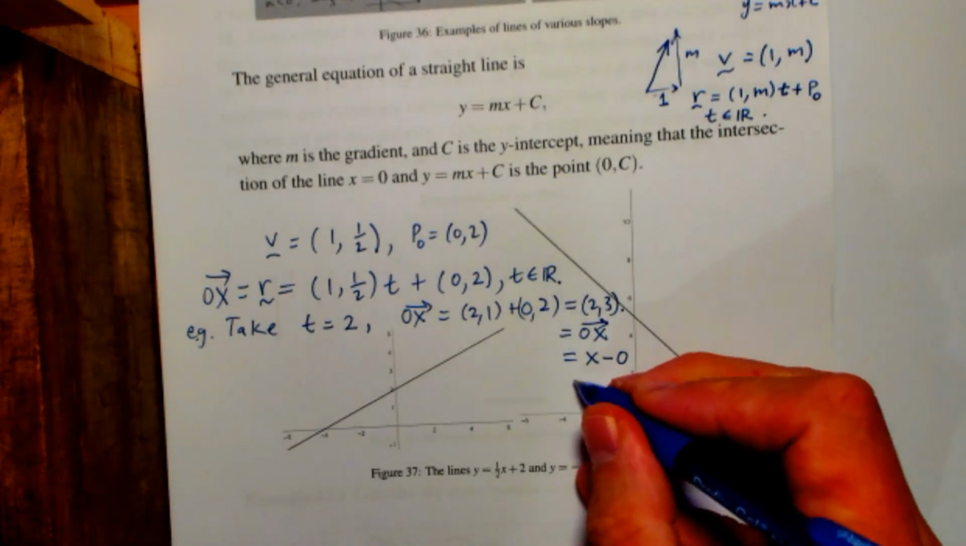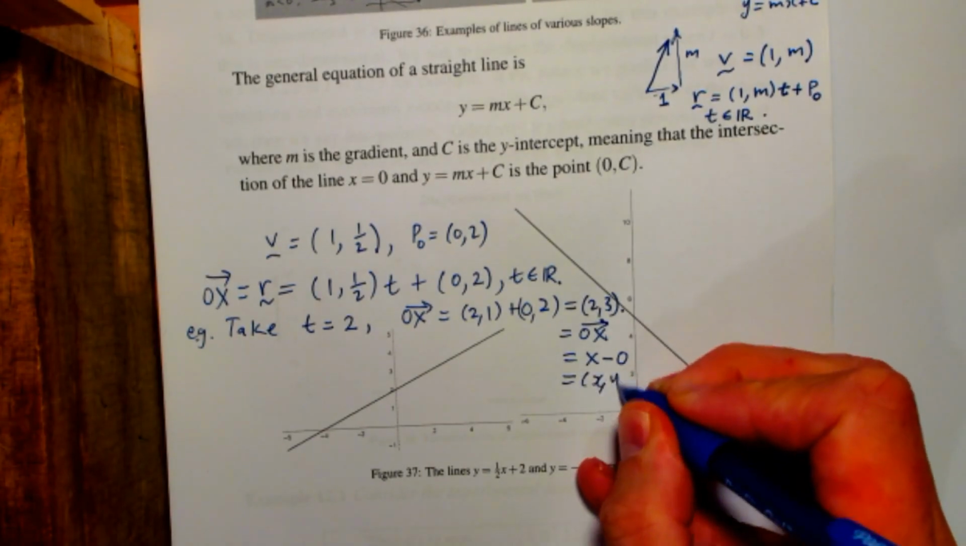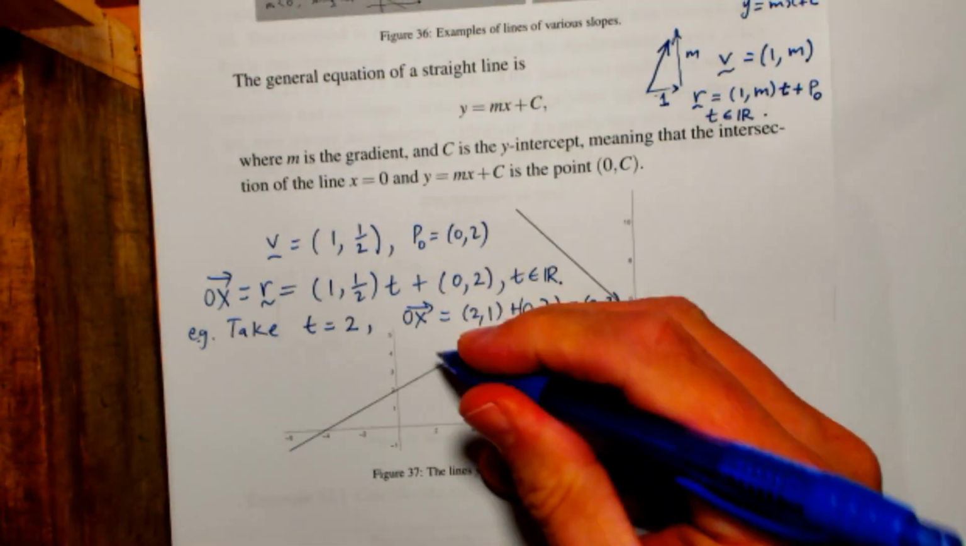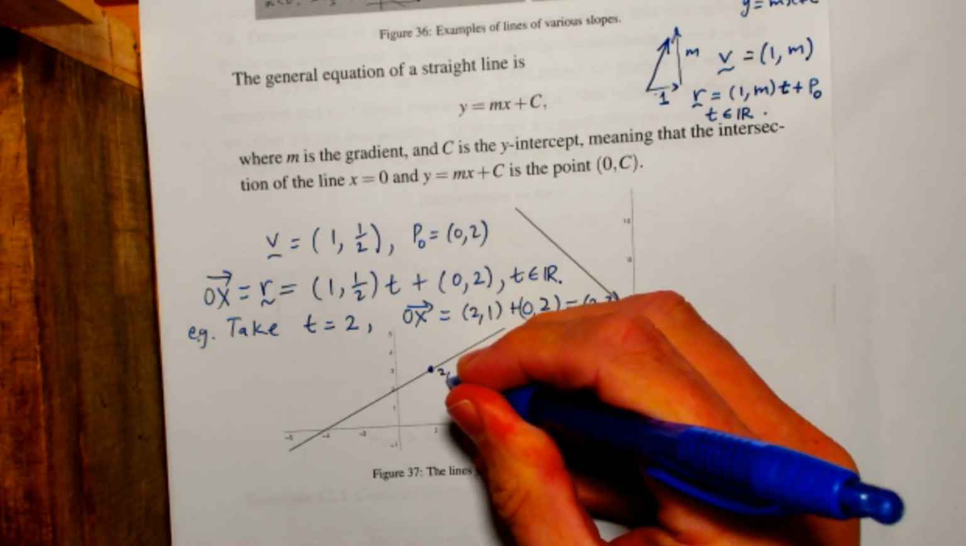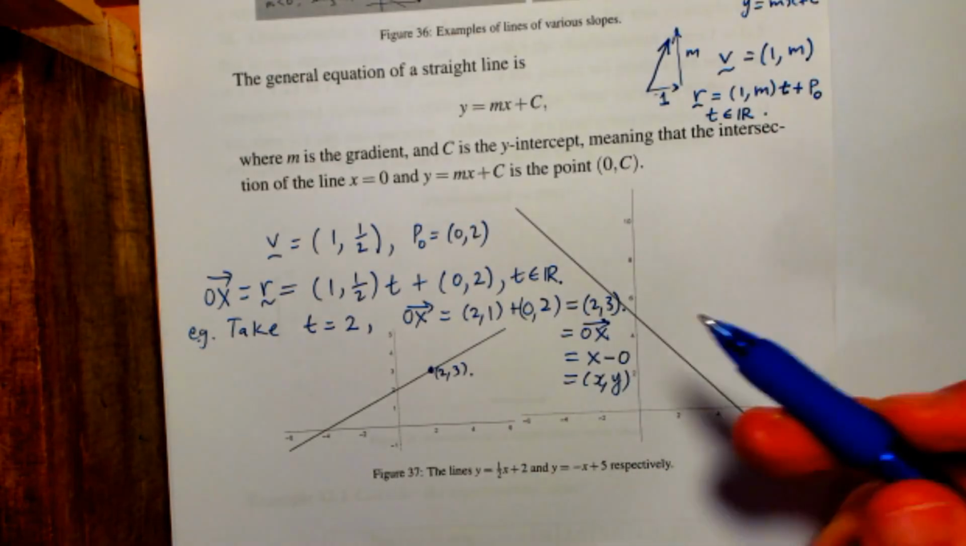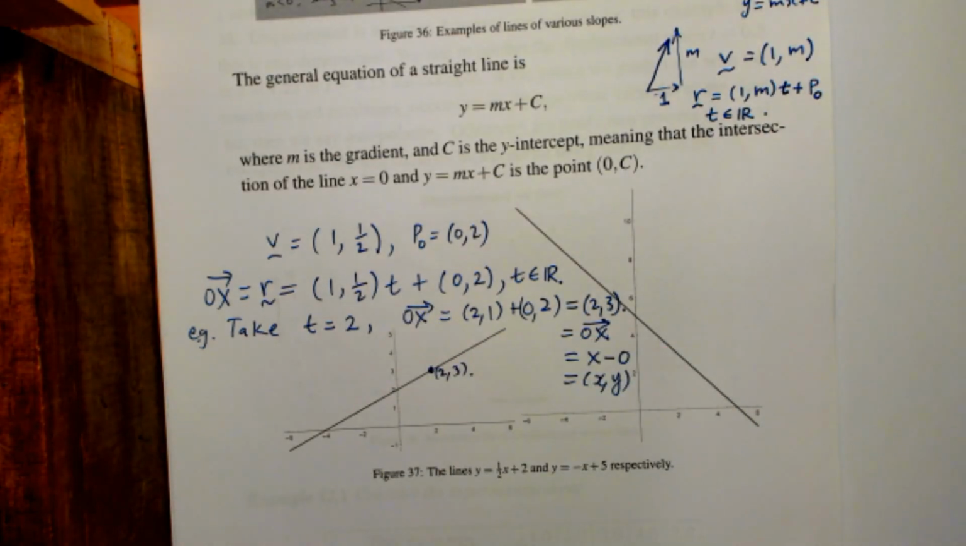So this gives us the coordinates xy of a point on our line. Let's just check. (2, 3), yes. (2, 3) is on the line. Alright, but I would get a point on the line for any choice of real t. Now similarly, we could do the same for this.